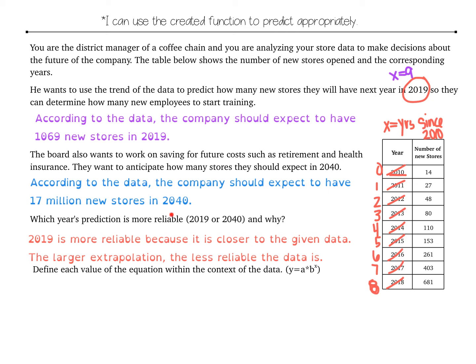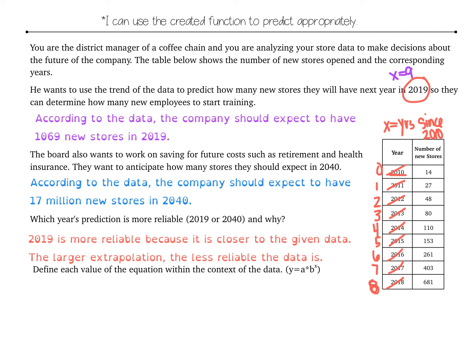And then which prediction is more reliable? Hopefully you were able to come up with the 2019 is more reliable because it's closer to the given data. The larger the extrapolation, and remember, extrapolate means outside of, so the further I get outside of my data, the less reliable it is.